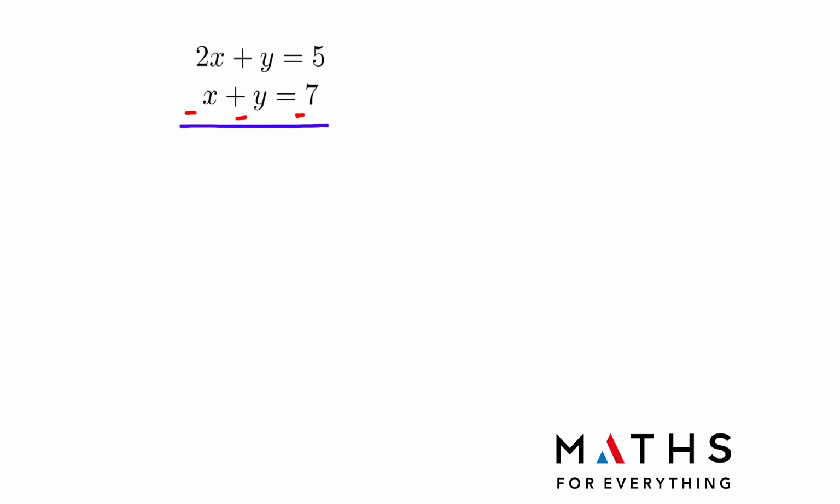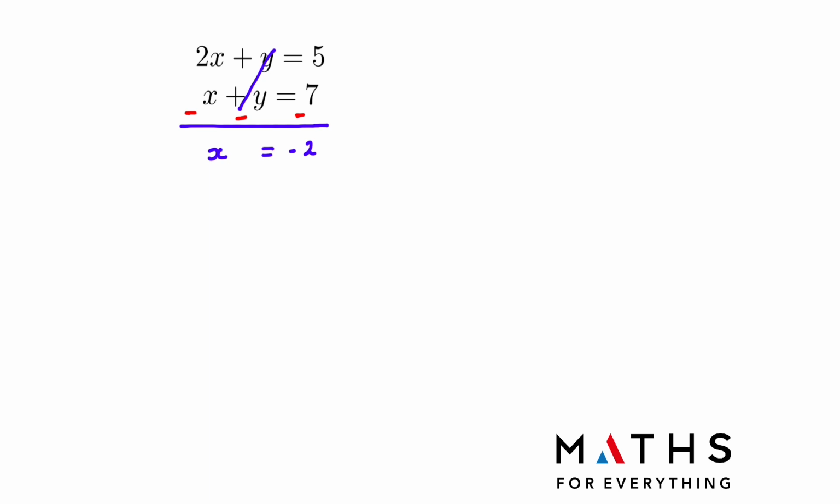2 minus 1 will give you 1x. We do not need to write 1x. We just write x. y minus y will get cancelled. And 5 minus 7 is negative 2. We found our x value.